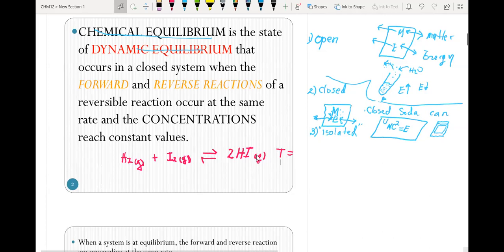The forward reaction is a synthesis reaction. The reverse reaction is a decomposition reaction. At any time, since this is a dynamic equilibrium, you will find the two processes happening at the same time. That's why we indicate using the double arrow. Sometimes we don't write the double arrow, just simply use the equal sign, but it's the same meaning.